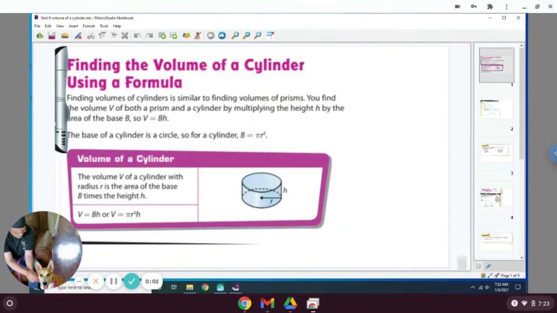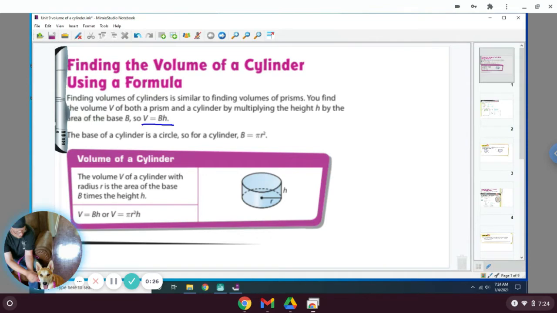Okay, so today you're going to be finding the volume of a cylinder. It's funny, it uses the same formula as the ones you use for rectangular and triangular prisms, because a cylinder is actually a prism. So it uses V equals big B times H. Now, in this case, the base of a cylinder is a circle, so you're going to have to find the area of a circle.